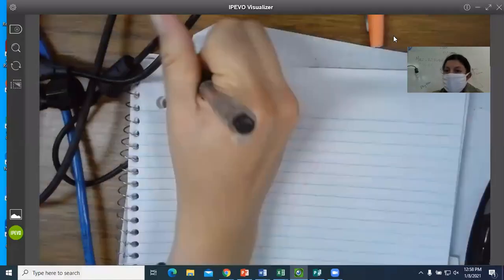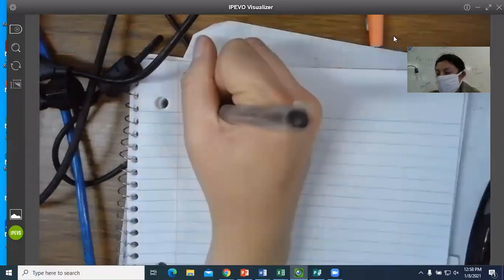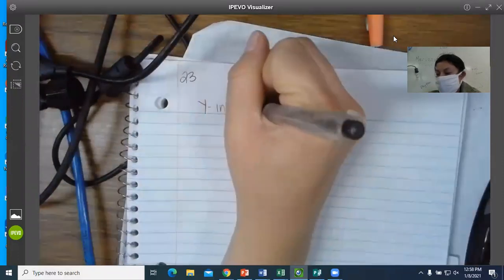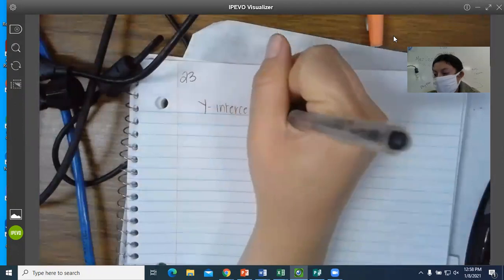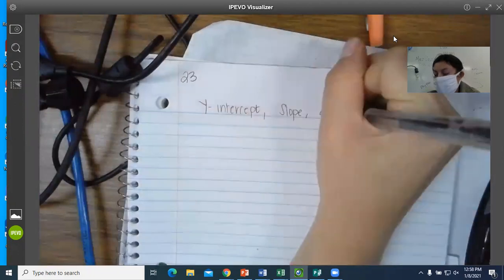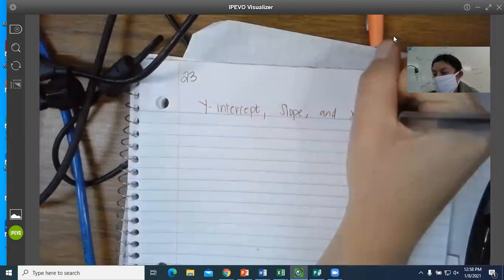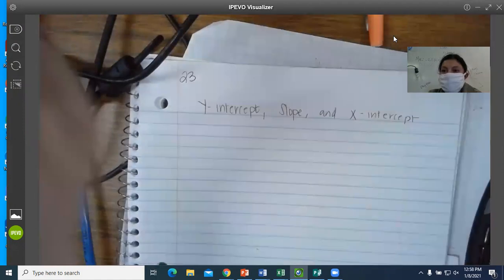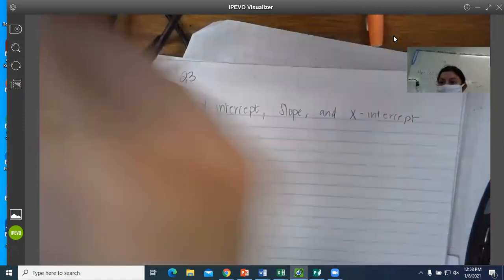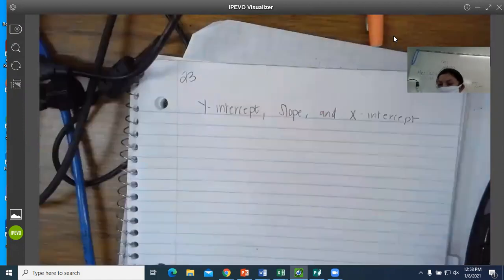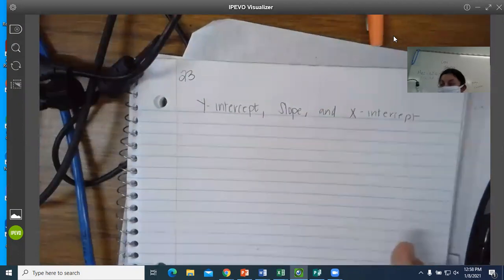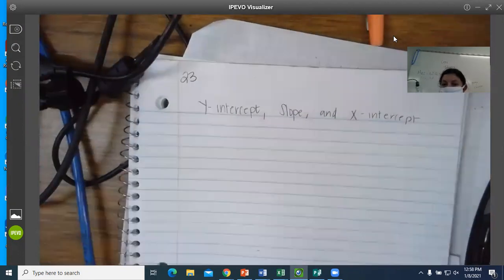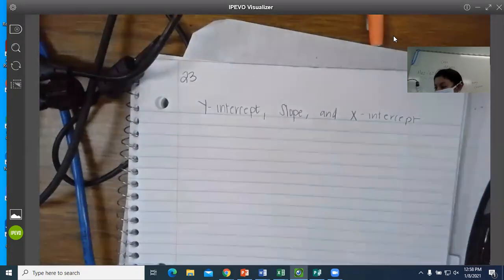All right, so this is page 23 notes. And we're going to talk about the Y-intercept. Please make sure you copy the slope and the X-intercept. Make sure your notes look just like my notes. All right, so I'm going to divide this into 4 sections so that we can have the titles here, talk about the Y-intercepts, talk about the slope, and then the X-intercept.